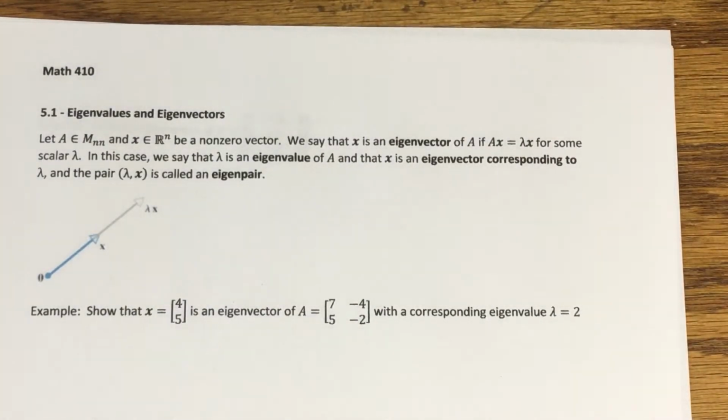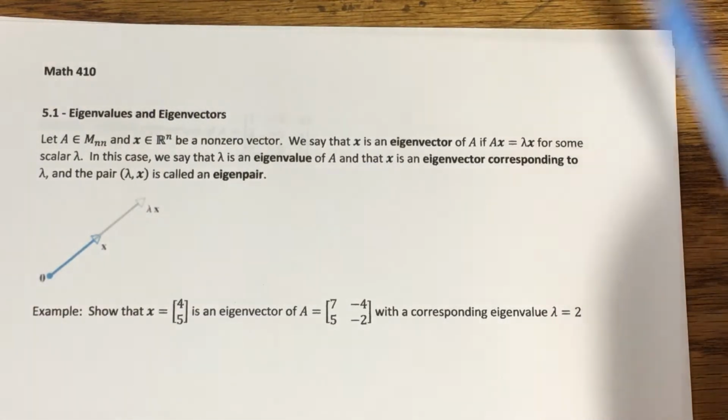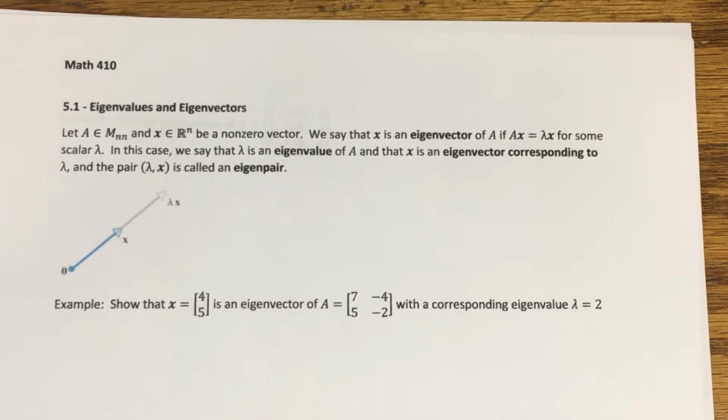All right, so here we are in Chapter 5. We're only going to be working through the first two sections. 5.1 deals with eigenvalues and eigenvectors. If you have been through an introductory course in differential equations, you will have encountered these before. They show up when you are taught how to solve systems of linear differential equations. But whether you've heard of them or not, we're going to be learning about those here.